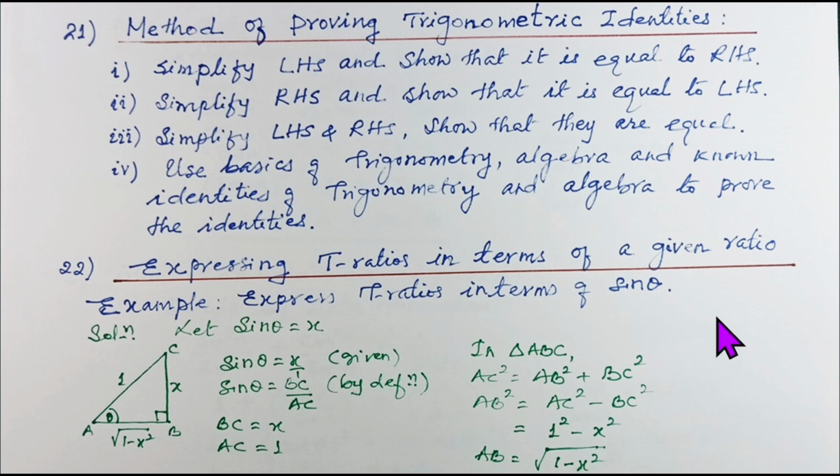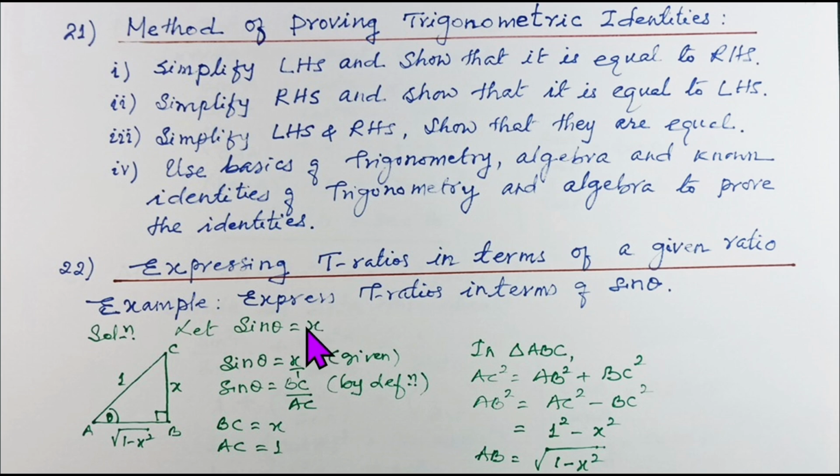Remember that. Now the next important and very simple example I have considered here is expressing trigonometric ratios in terms of a given ratio. Let us understand this. As an example, I have taken here: express trigonometric ratios in terms of sin theta. That means every trigonometric ratio has to be expressed in terms of sin theta. Now we are given sin theta, so let sin theta be equal to x.